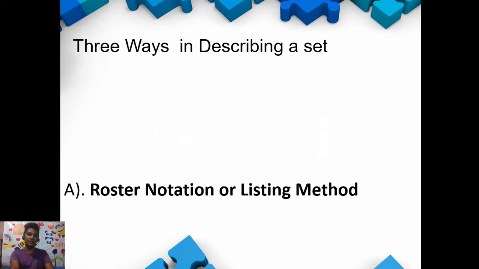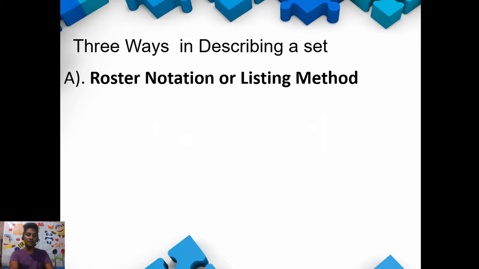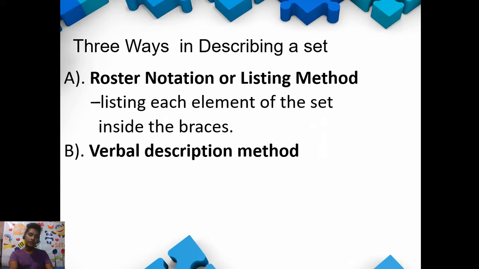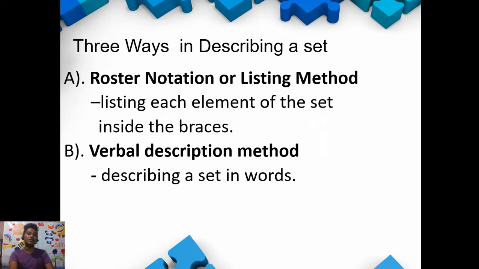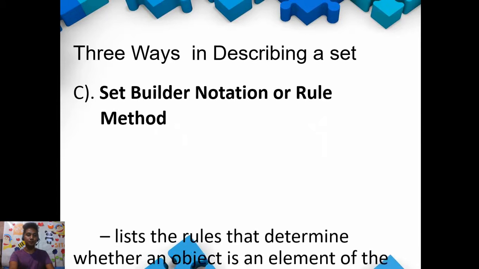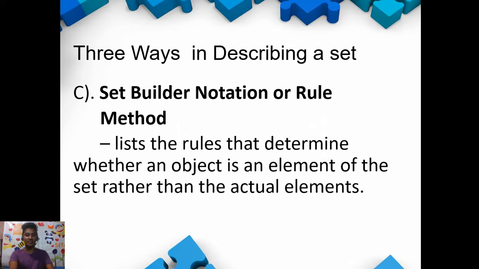So we have three ways of describing a set. Number one is roster notation or listing method: listing each element of the set inside the braces. And then letter B, verbal description method: describing a set in words, from the word verbal. And then the last one, set builder notation or rule method: list the rules that determine whether an object is an element of the set rather than the actual elements. So you are going to write the rule why that certain object is included in that set and not the actual elements. Did you understand?